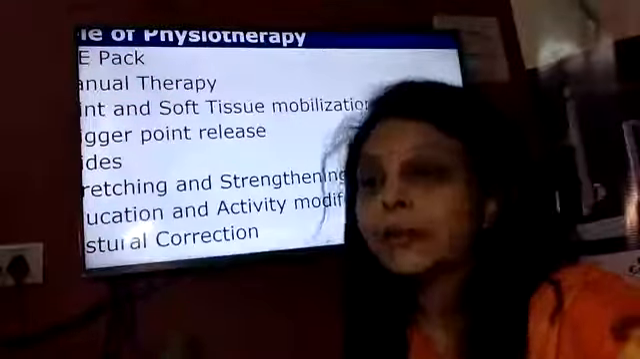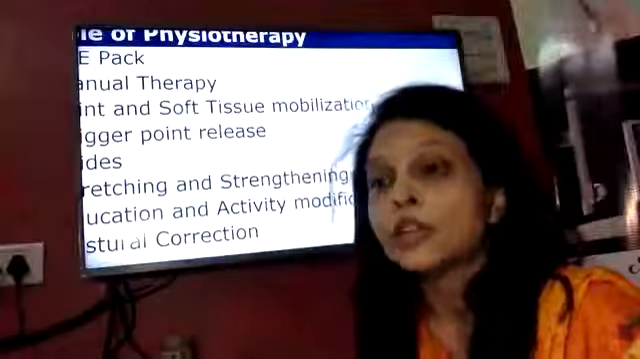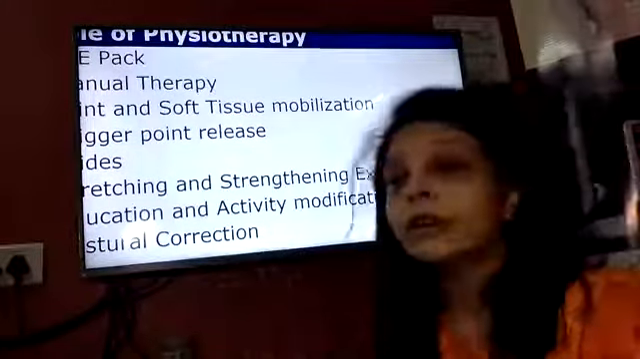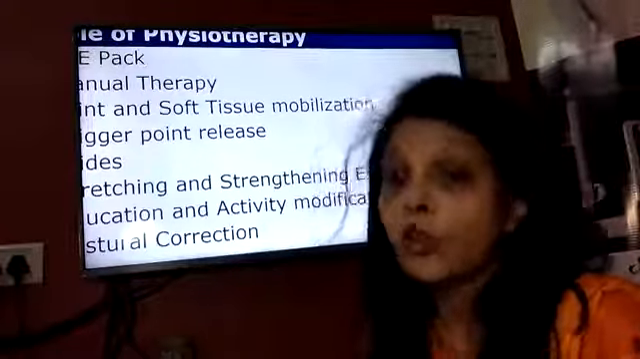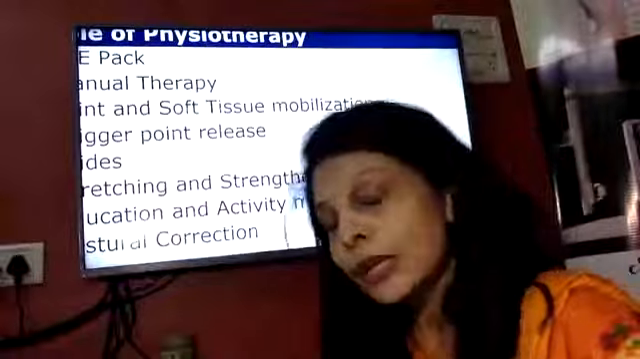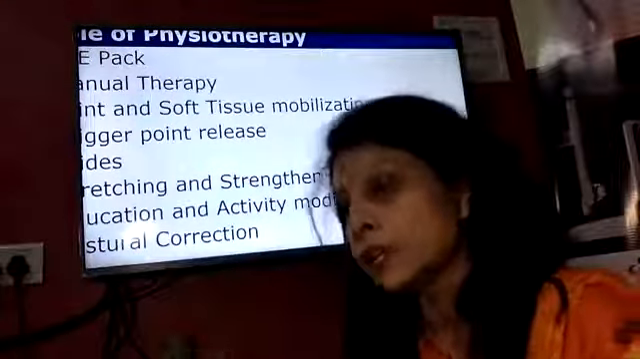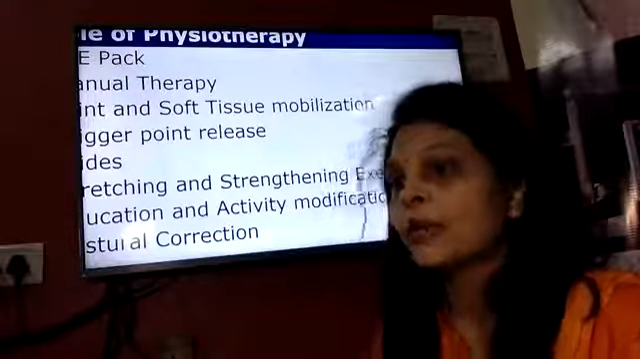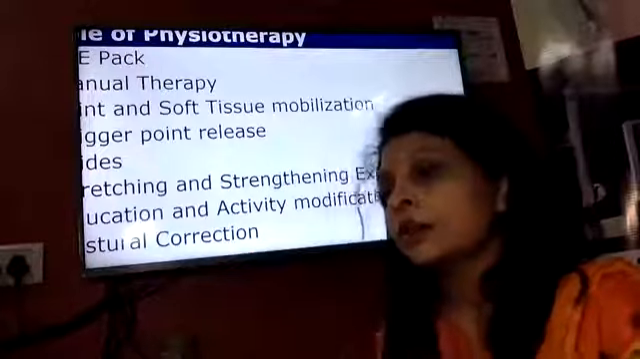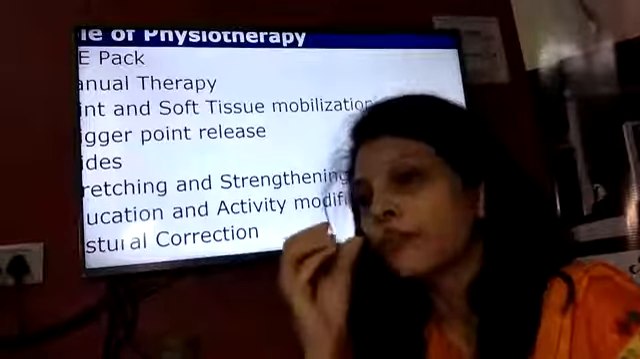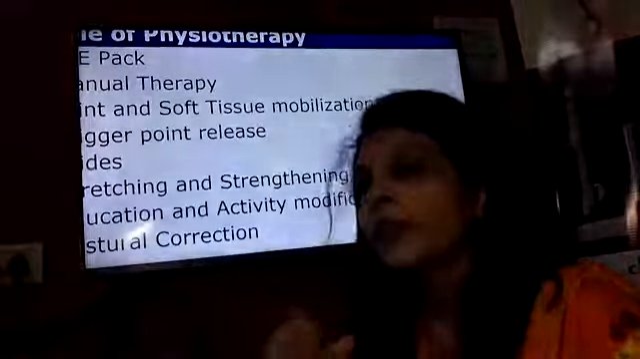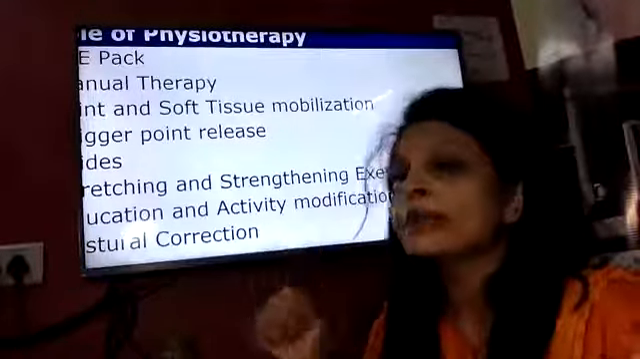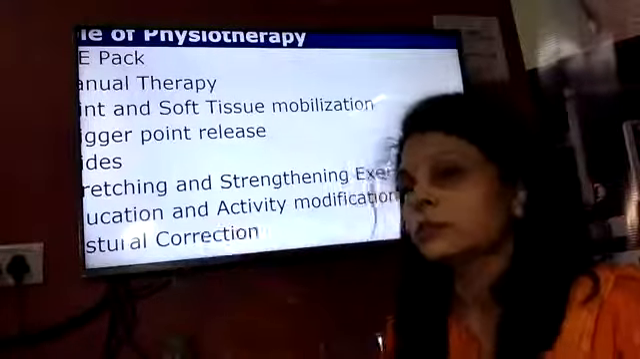We recommend an ice pack if we are having any swelling, and for reduction of the pain also we recommend an ice pack. Then we give manual therapy. In manual therapy we give joint and soft tissue mobilizations also. It also helps in reducing the muscle spasm, increasing the joint mobility and reducing the stiffness. Then we give the trigger point release, as many of us many times suffer from the trigger point or band formation in our scapula. We feel like a knot. So we give a trigger point release with the help of a particular movement.